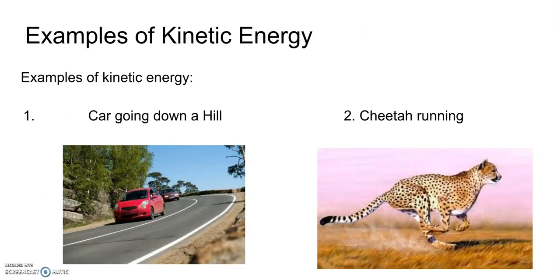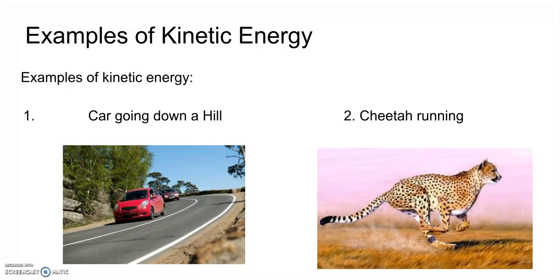As we take a look here, there are two examples of kinetic energy that I have. First we have a car going down a hill. As a car is going down the hill, it's moving, so therefore it has kinetic energy. Pretty basic. Number two, a cheetah running. He's running in the grass here, and you can see he's moving. You can see his legs are up, and you can see the dust coming up over there too. So he's moving. It has kinetic energy. Anything that is moving has kinetic energy.